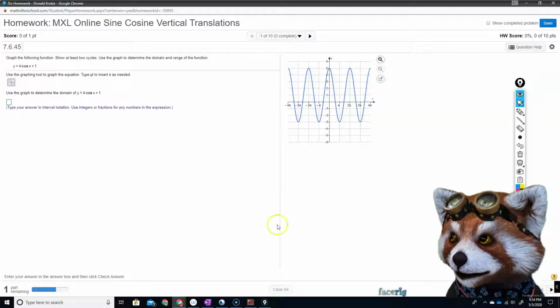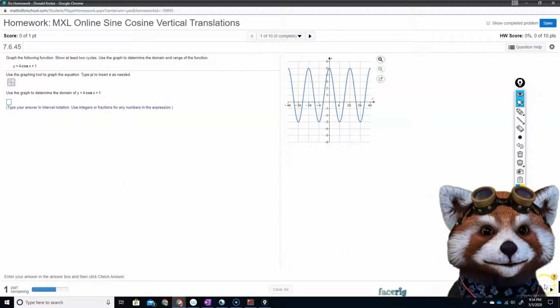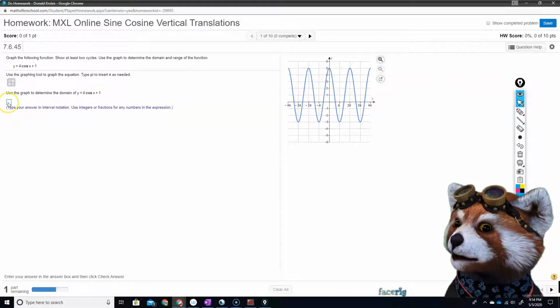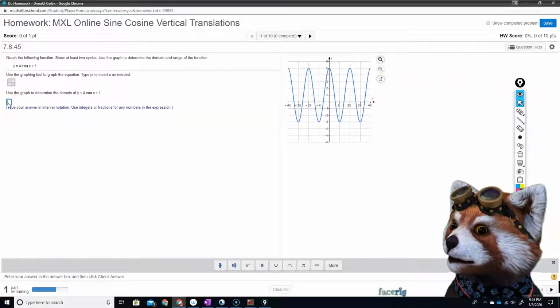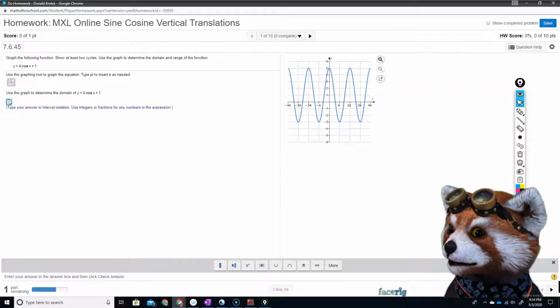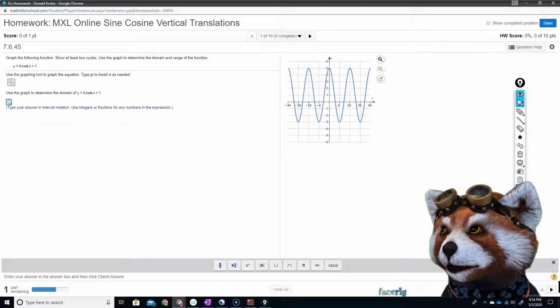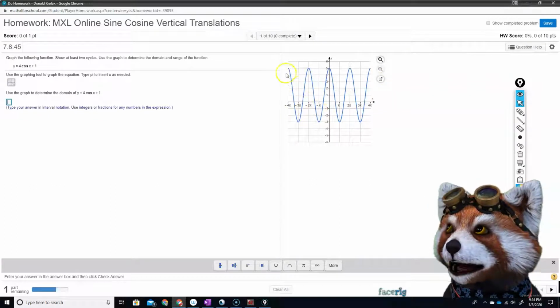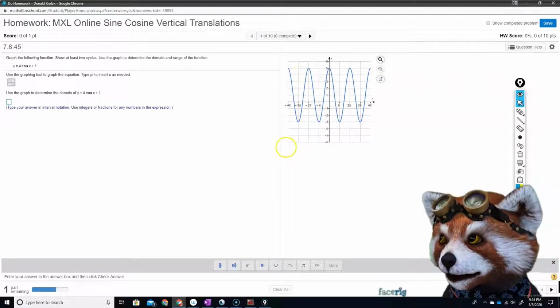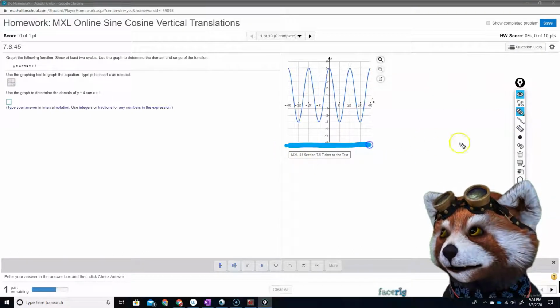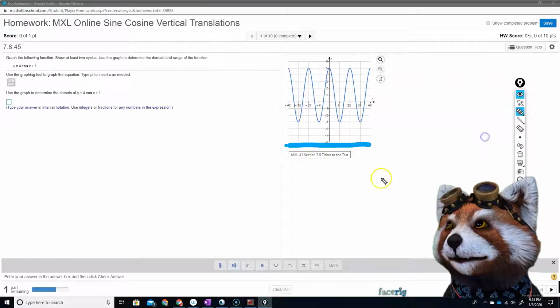All right, take a look at the next one. Okay, so it says use the graph to determine the domain. All right, so our domain of this is all real numbers because it goes on forever to the right, whoa, and the left.